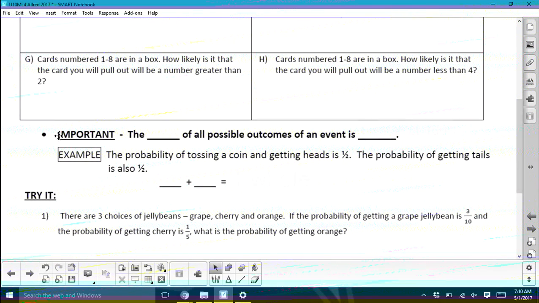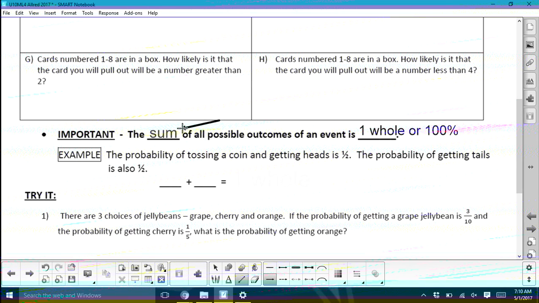Very last thing, it's very important. The sum of all possible outcomes in an event always has to be 1 or 100%. We can't have the sum of all possible outcomes being less than 1 or bigger than 1, because that's all the things that could happen. Okay? Again, sum means addition. For those of you who still don't know what that means, you should. It means addition.